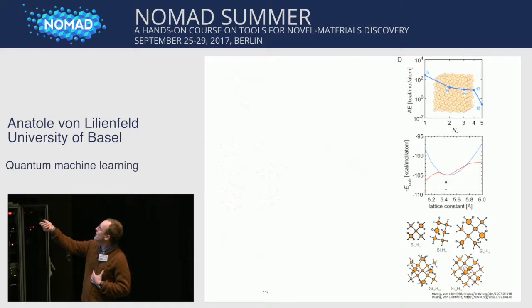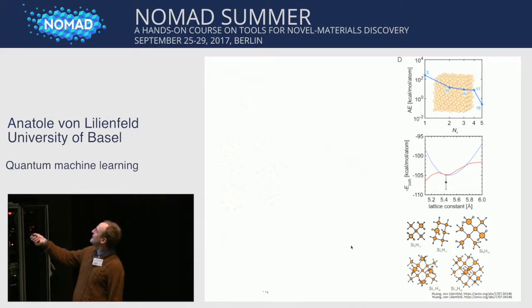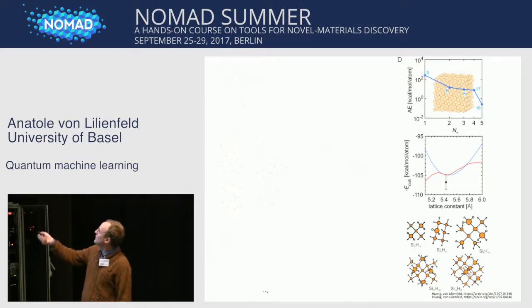Then we did something, so this you shouldn't actually do. We did a lattice scan with this model, trained at the DFT relaxed geometries, right? You see in red, this is what the model gives you. In blue is the DFT curve, and in black the experiment.